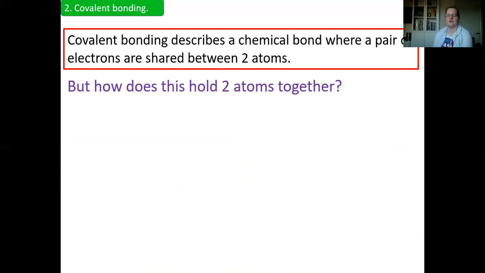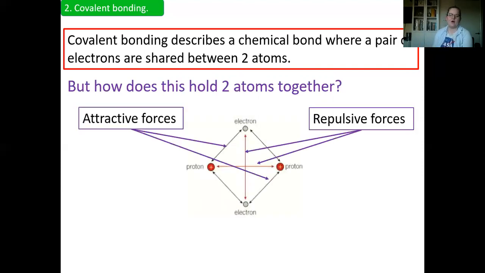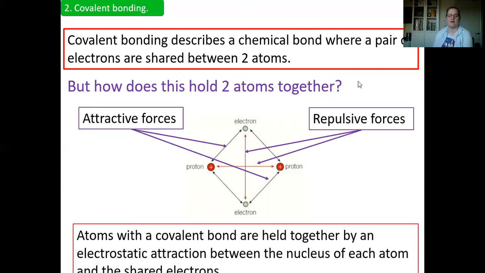But how does this hold the two atoms together, which is quite important. So our ionic bonding, okay, we've lost one, we've gained one, they're held together with electrostatic forces. Well, actually, how does this covalent bonding actually hold them together? It holds them together using attractive and repulsive forces again. It's working on that idea of positive and negative charges. So atoms with a covalent bond are held together again by electrostatic attraction.